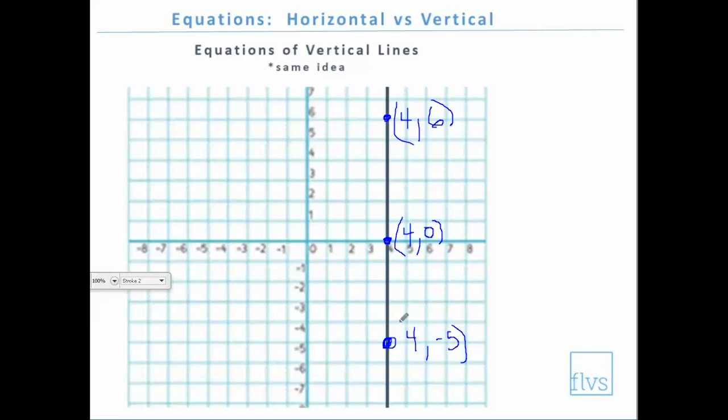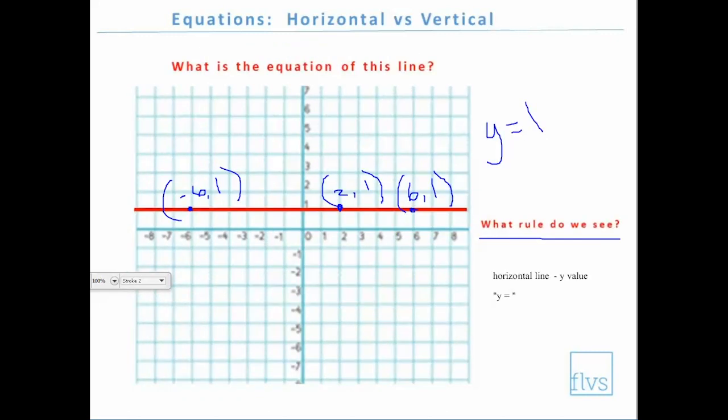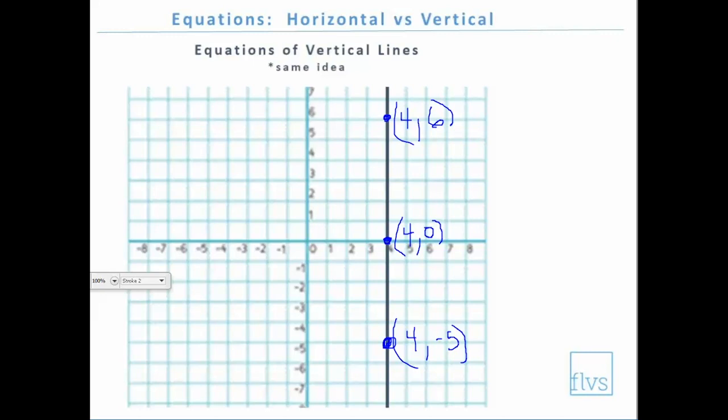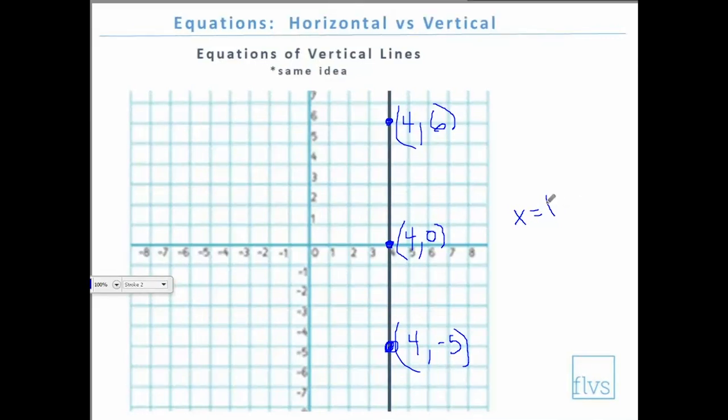So again, think about the pattern here. What never changed on a horizontal line ends up being the equation, and the same thing holds true for vertical lines. It's the fact that, in this case, the x value never changes. So it's going to end up being x equals 4 because that value never changed.